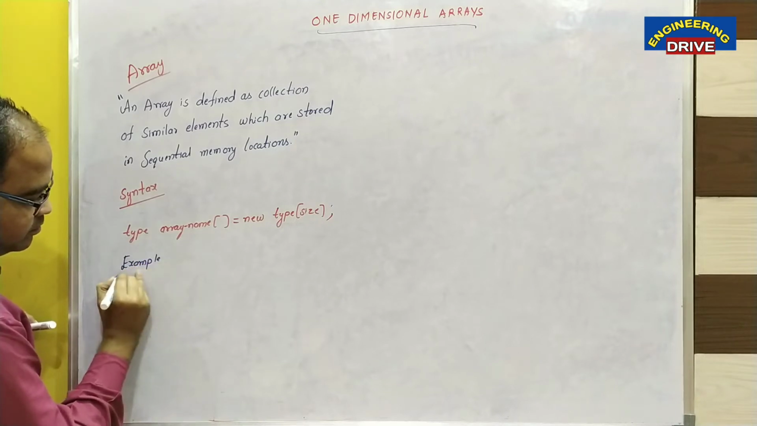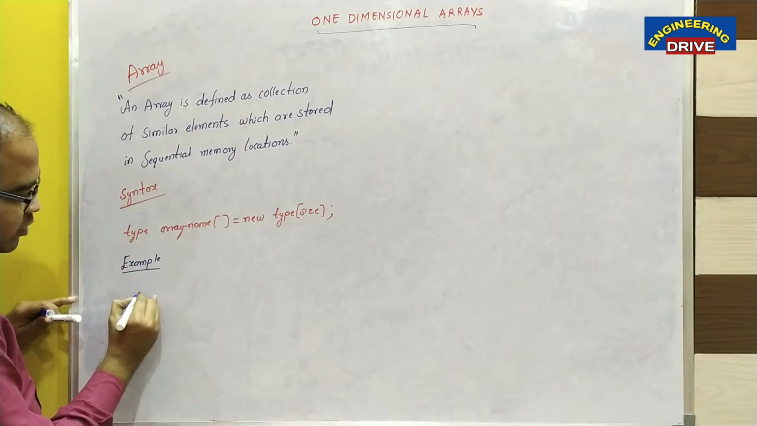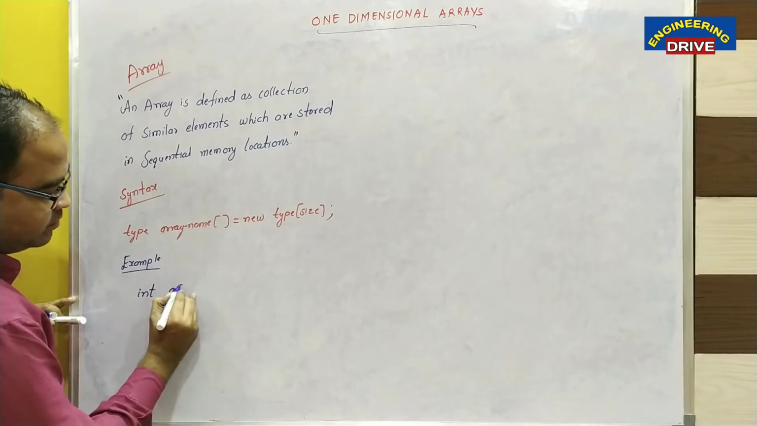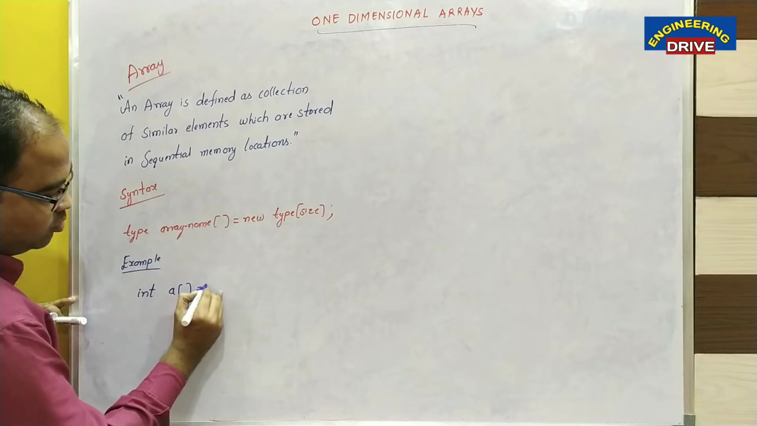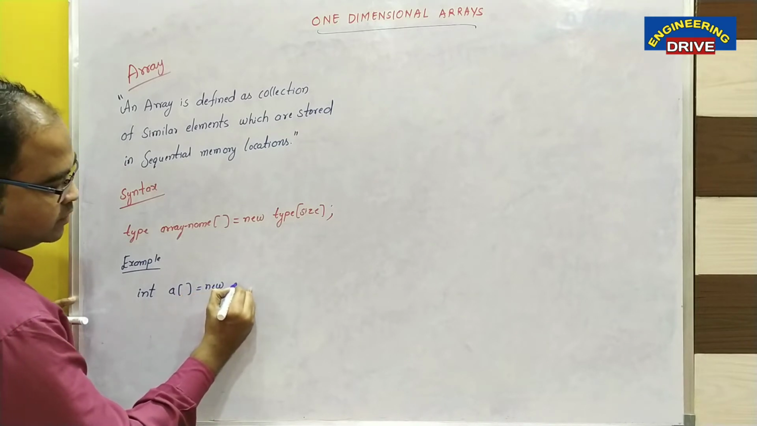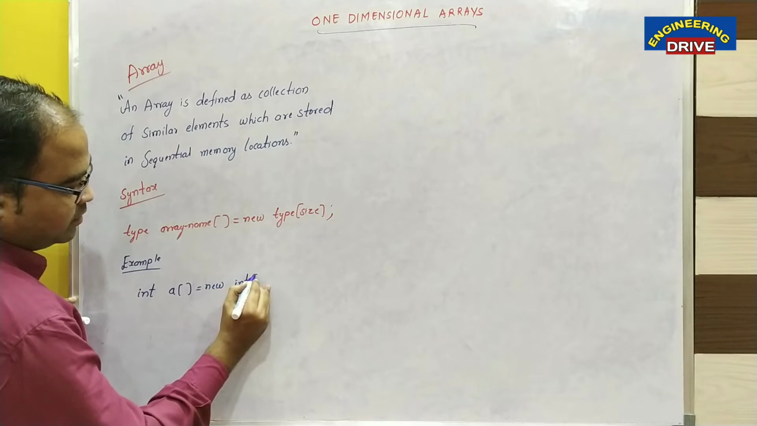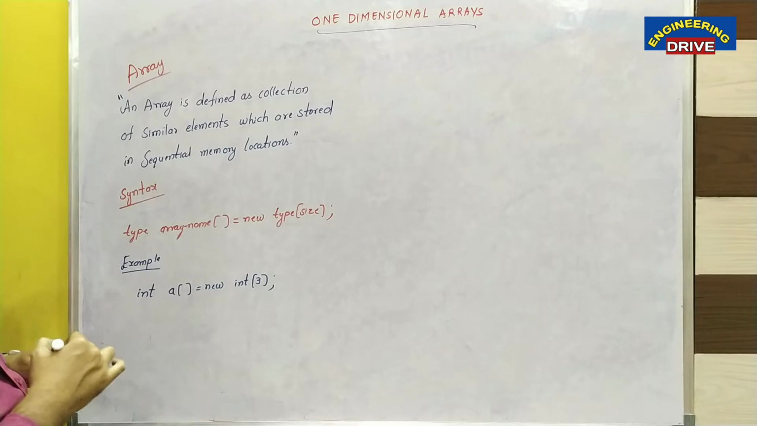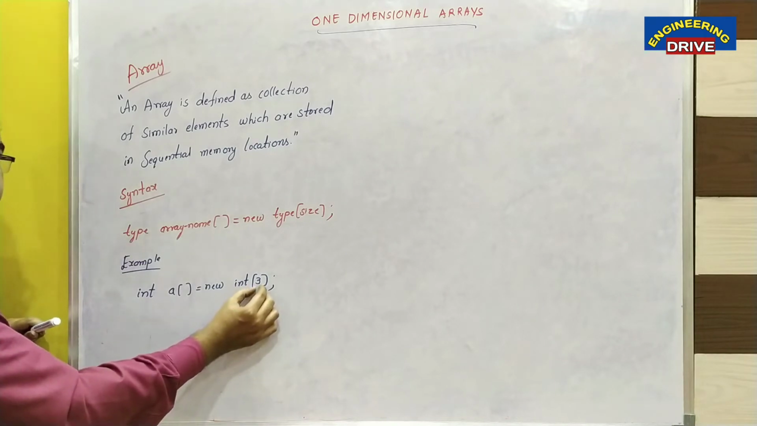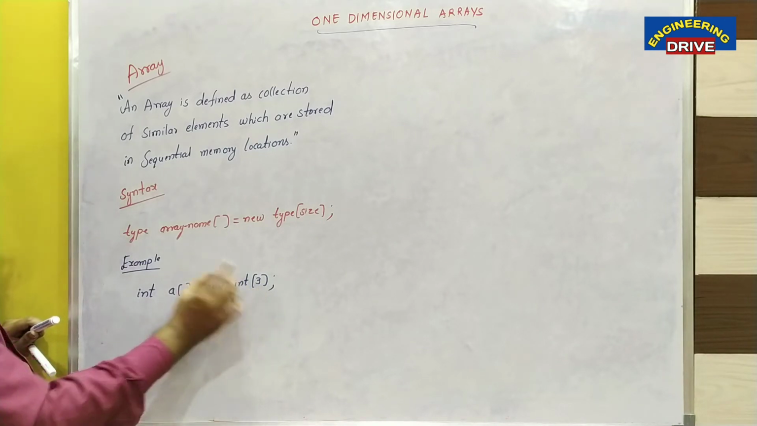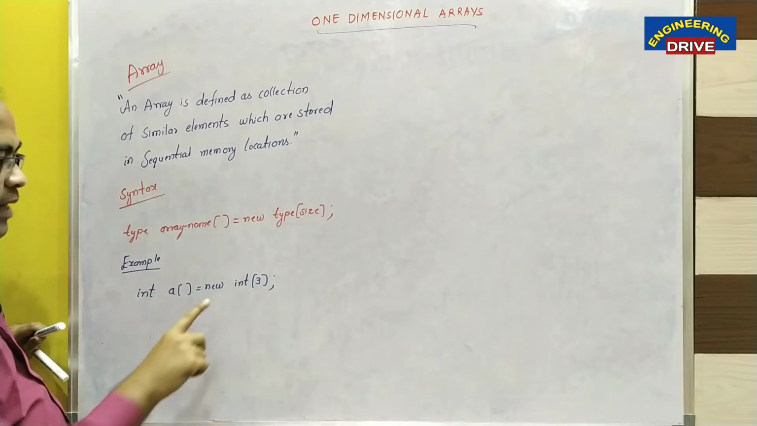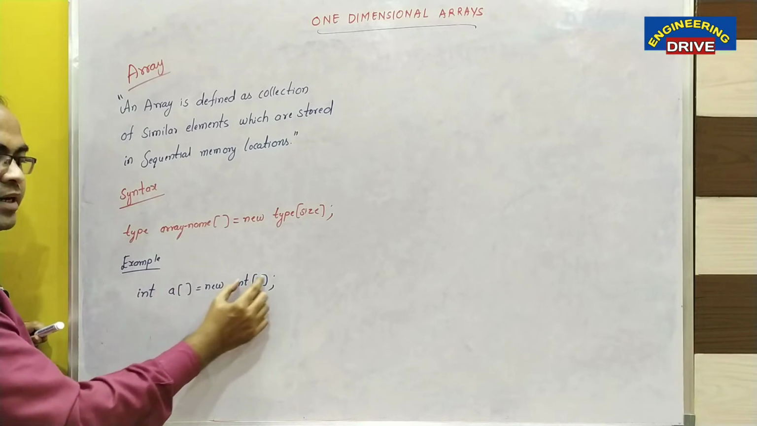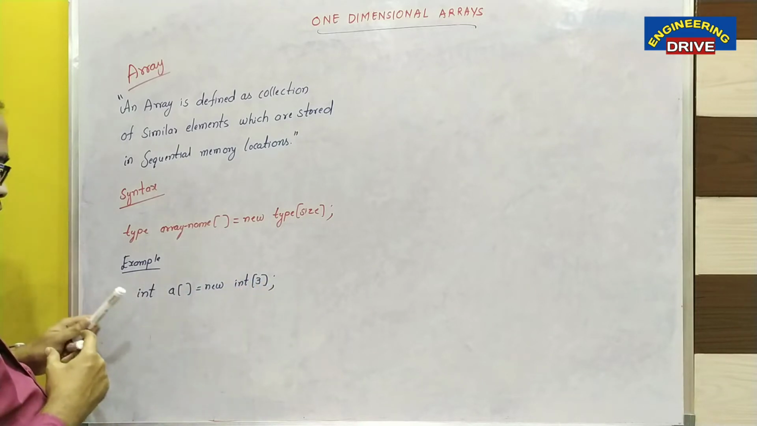Example. I want to create an array of int data type. Int array name, I am taking a, brackets, is equal to new int, and here I will write 3. Can you tell me what is the size of the array I have taken? The size of the array is 3, and all those 3 elements I want to store belong to the int data type. By using the new keyword, we can allocate the memory to the array.